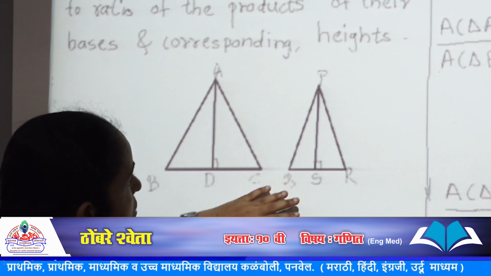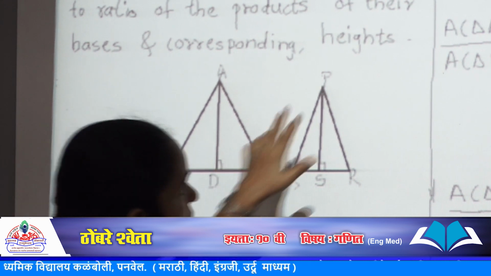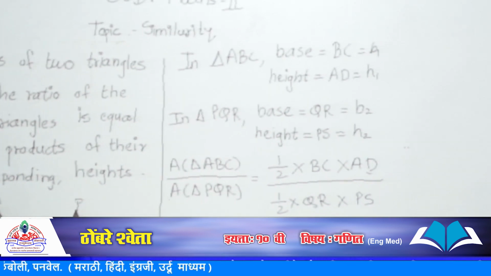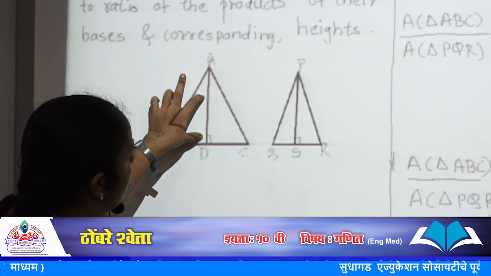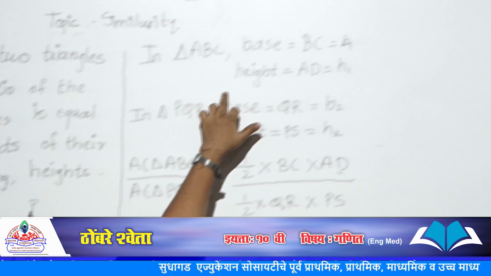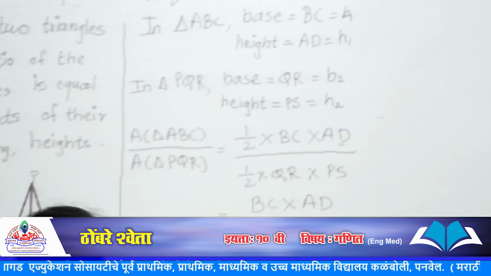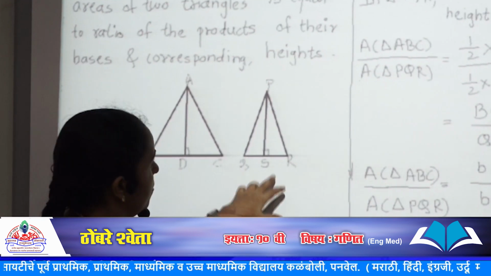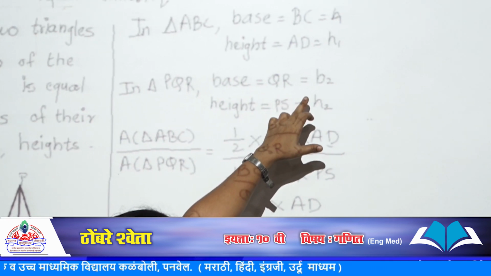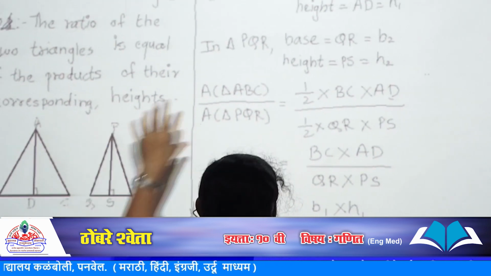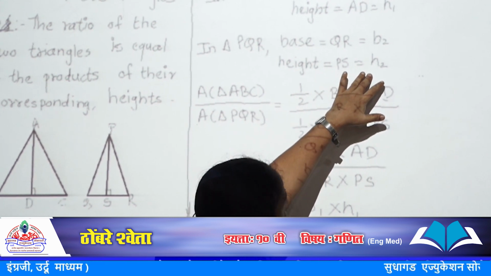So let us see what is given here. In triangle ABC, here base BC, this base BC we can represent as B1. Here AD is perpendicular to base BC, so here AD is called the height of triangle ABC. So height is equal to AD and this height we can represent as H1. Now see the second triangle PQR. Here also base QR is given, so base is equal to QR is equal to B2 and height PS is given here. So height is equal to PS and this height we can represent as H2.